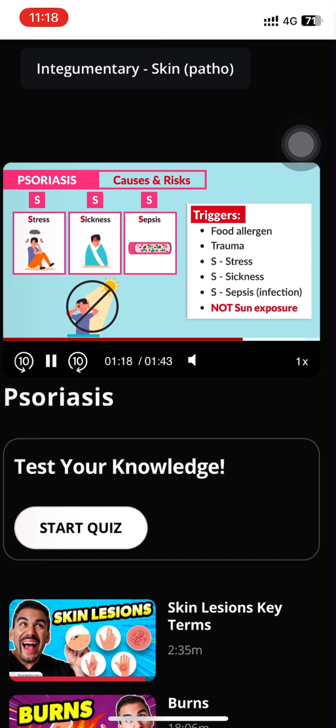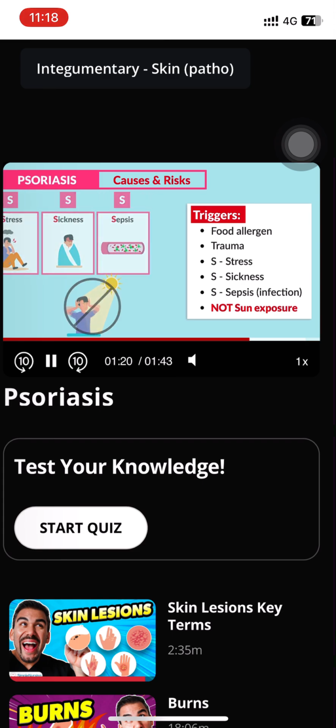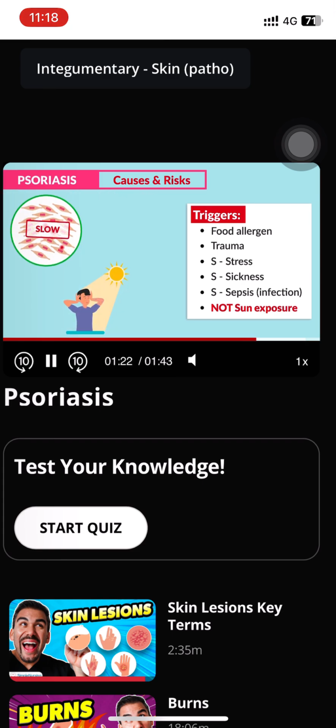Not sun exposure. Many students get this wrong. This actually helps to slow the turnover of skin cells and limit the flare-ups. So remember, not sun exposure.